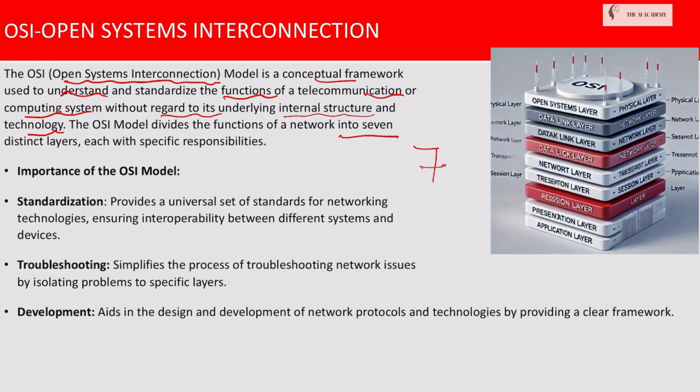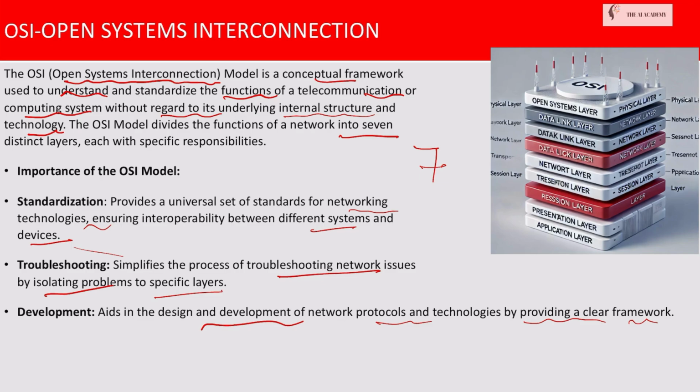The OSI model provides a universal set of standards for networking technologies, ensuring interoperability between different systems and devices. It simplifies the process of troubleshooting network issues by isolating problems to specific layers, and helps in the design and development of network protocols and technologies by providing a clear framework. The OSI model has 7 layers, and each layer has different roles to play.